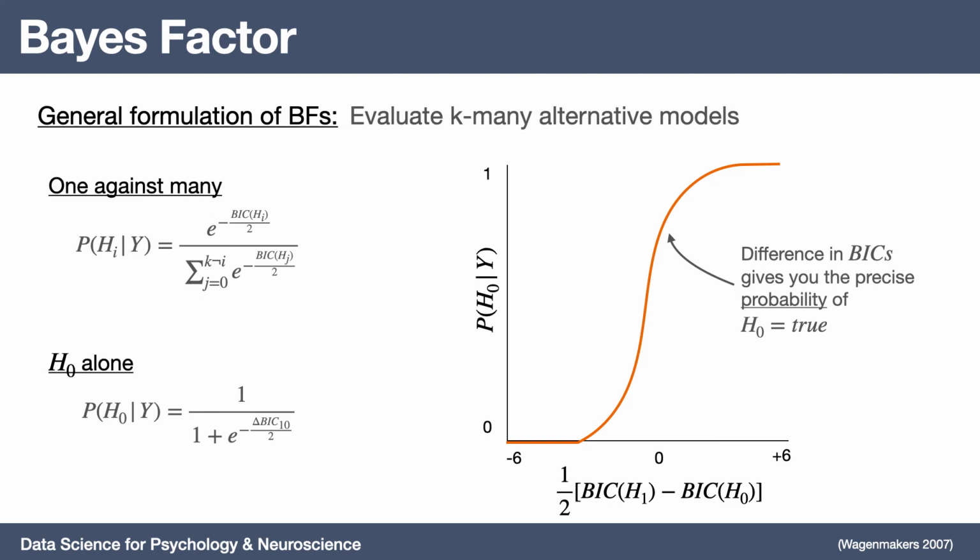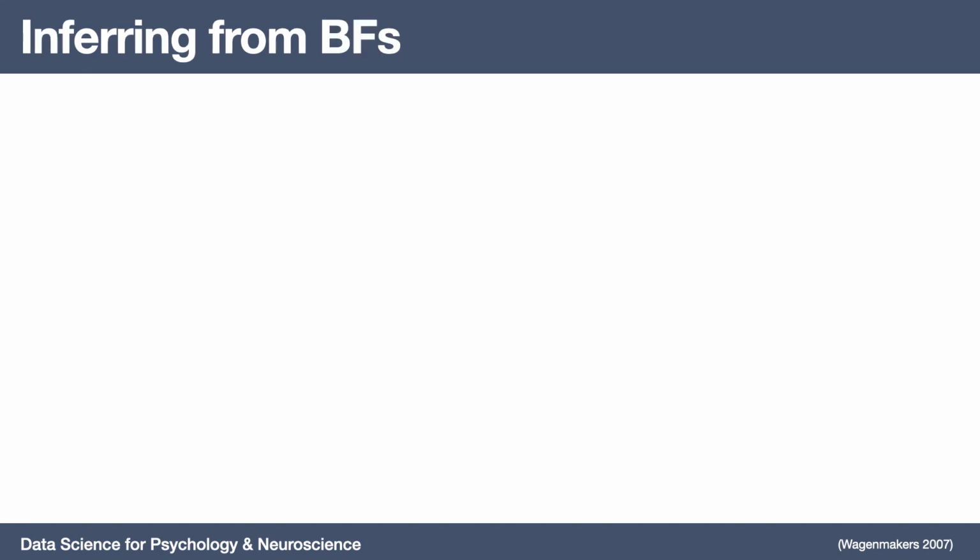This is a very beautiful technique because now this value, the probability of the null hypothesis given your data, is an intuitive quantifiable term. If I tell you that there is a 95% probability that the null hypothesis is true given the data that I've seen, you now know how to interpret that. So it makes inference from Bayes factors quite intuitive.